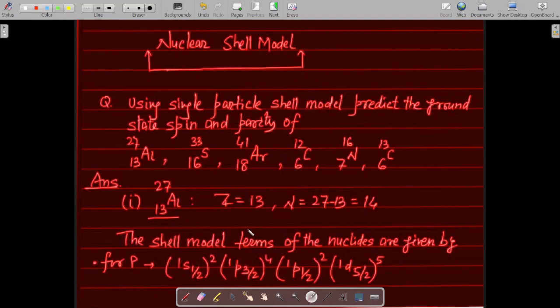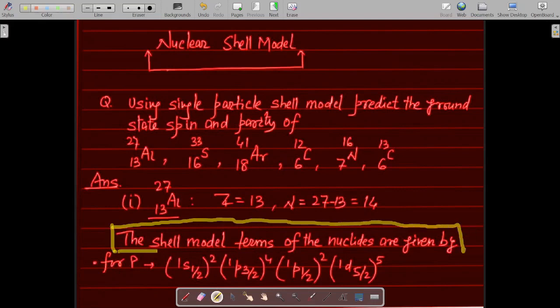So according to the nuclear shell model, how to write the nuclear configuration, about that I have already told you. Now we have to write out the nuclear shell model of the nuclides. This is for protons, because only the number of protons is odd over here, so we will write the nuclear configuration with respect to protons. So let us write that.